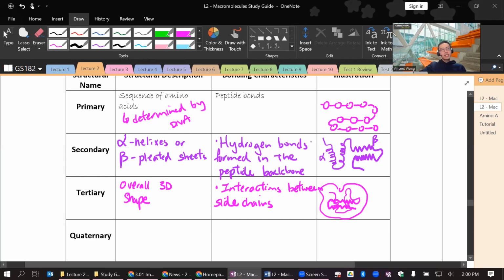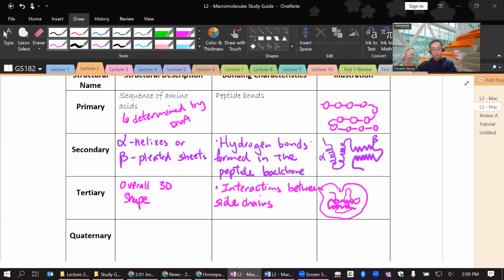Okay, and there are different kinds of interactions. You should look back into your PowerPoint slides. Some interactions would be ionic bonds holding them together. Other interactions would be hydrogen bonds. We also have what's called hydrophobic interactions. So take a look at that in your PowerPoint slides.